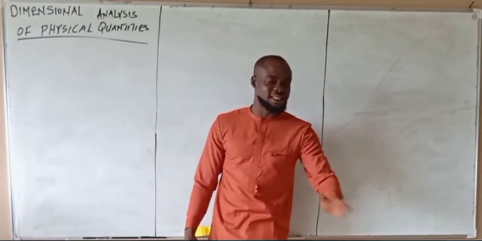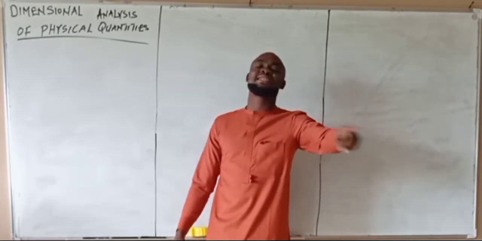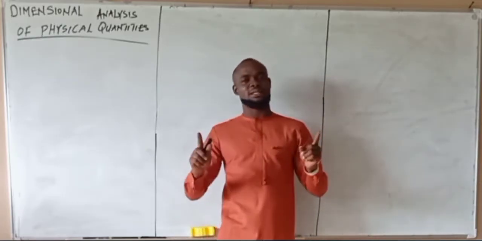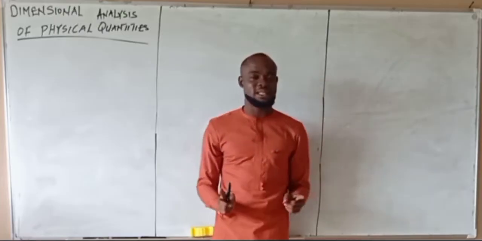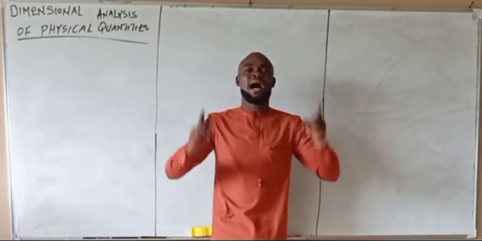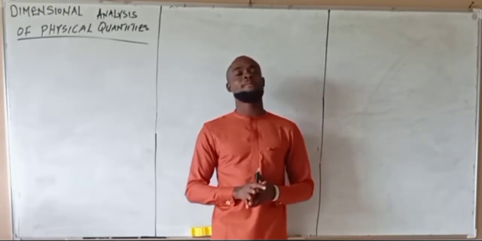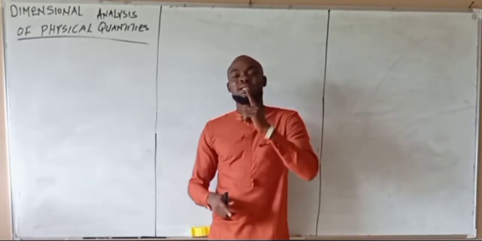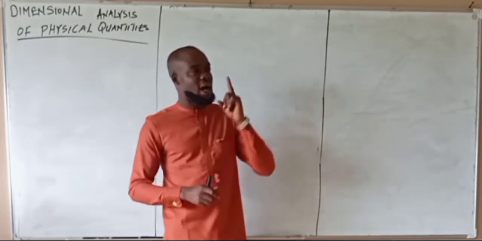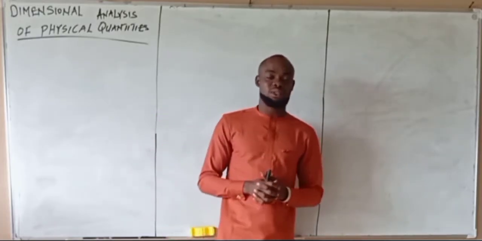All quantities in physics are called physical quantities. Take a look at that, it's very important. All measured quantities in physics are called physical quantities. So please take a look at that, it's very, very important. Now, what is the meaning of derived quantities and what is the meaning of fundamental quantities?